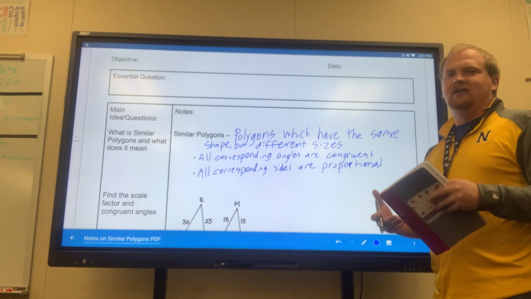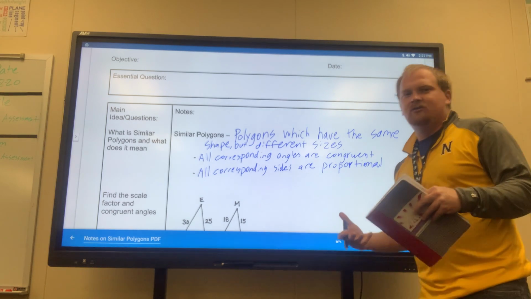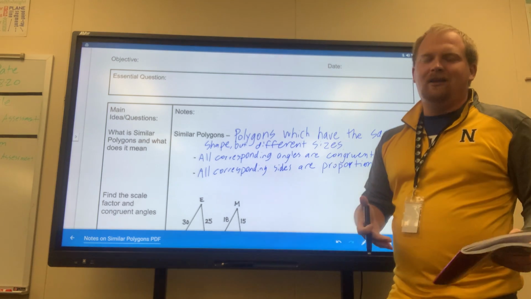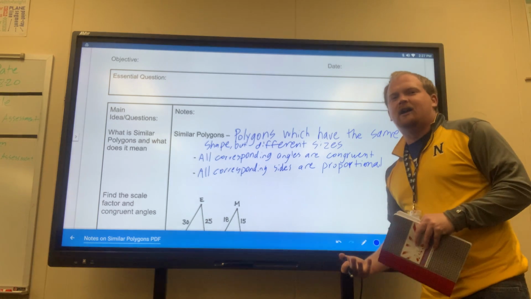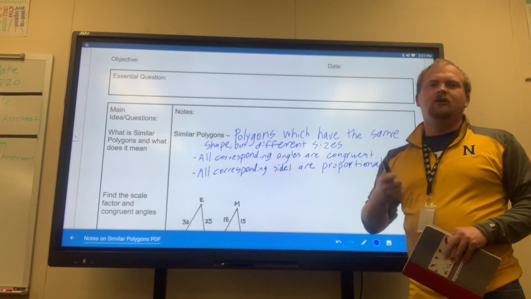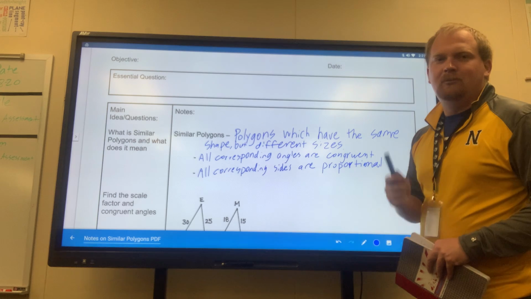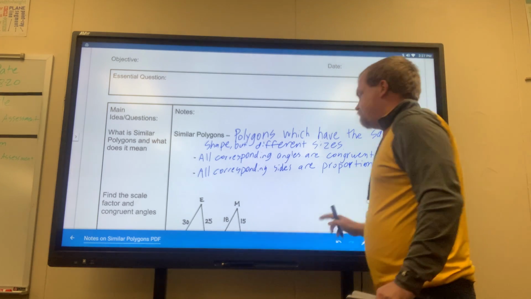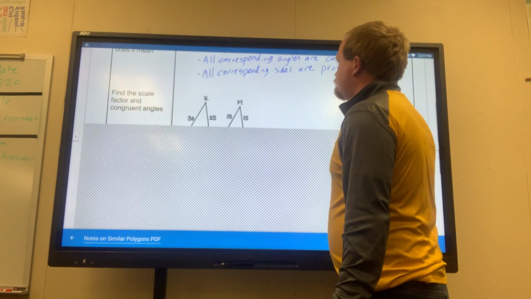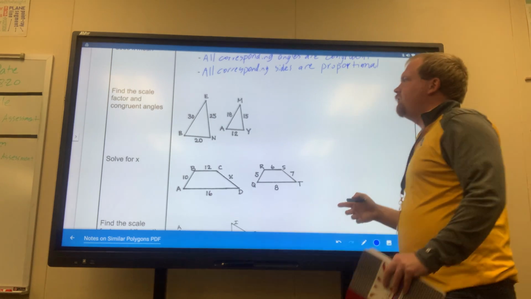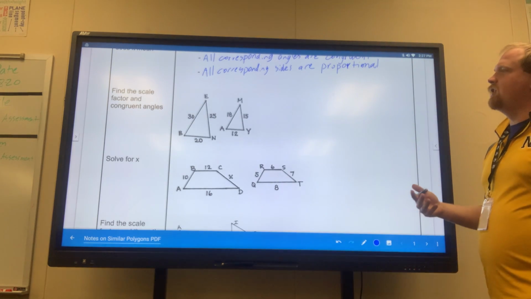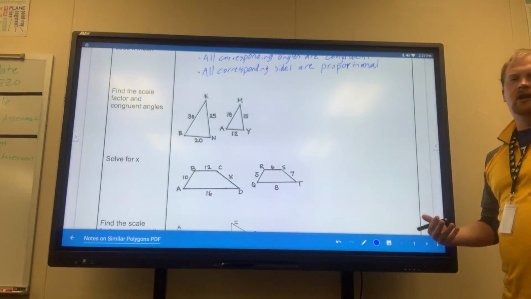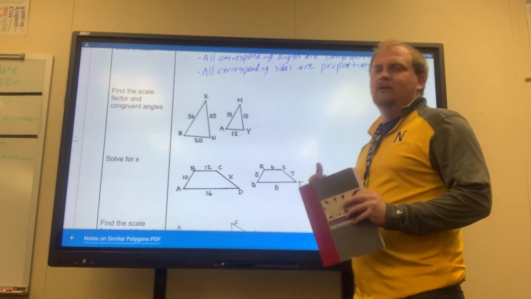But the difference is that we're given similar figures. So we have to determine if they either are similar figures or they're not. But we just have to know that the sides are going to be proportional to each other. So here's an example. We want to find the scale factor and congruent angles. Okay? So we want to find the scale factor.